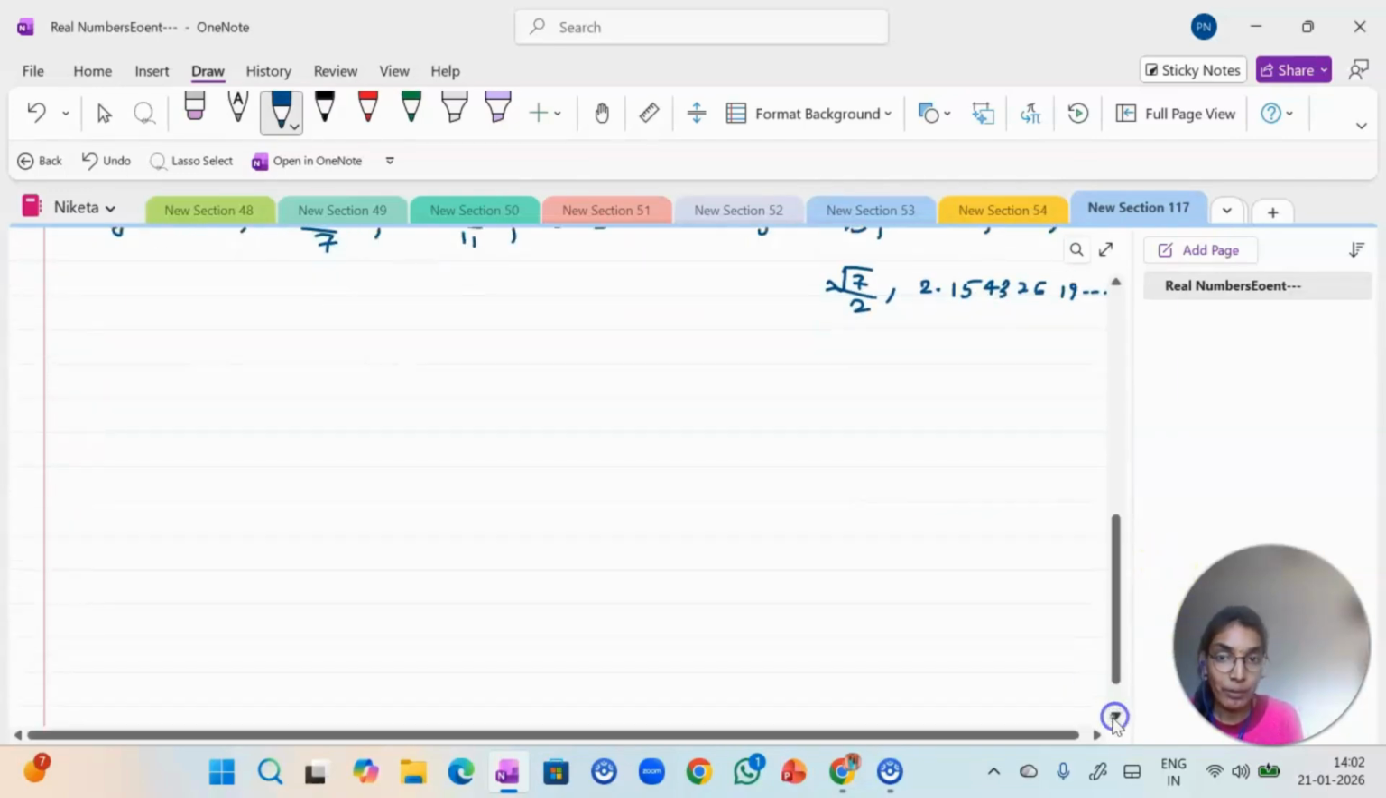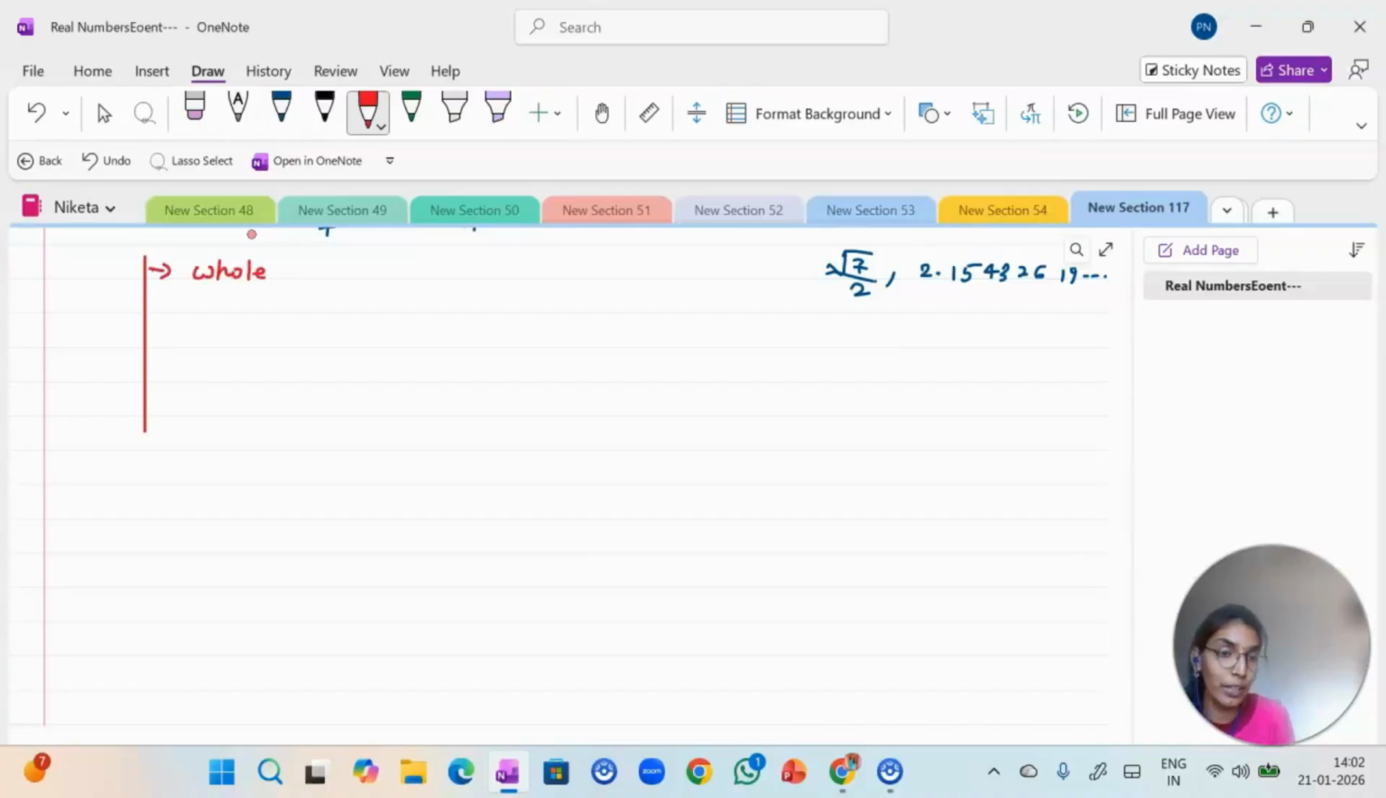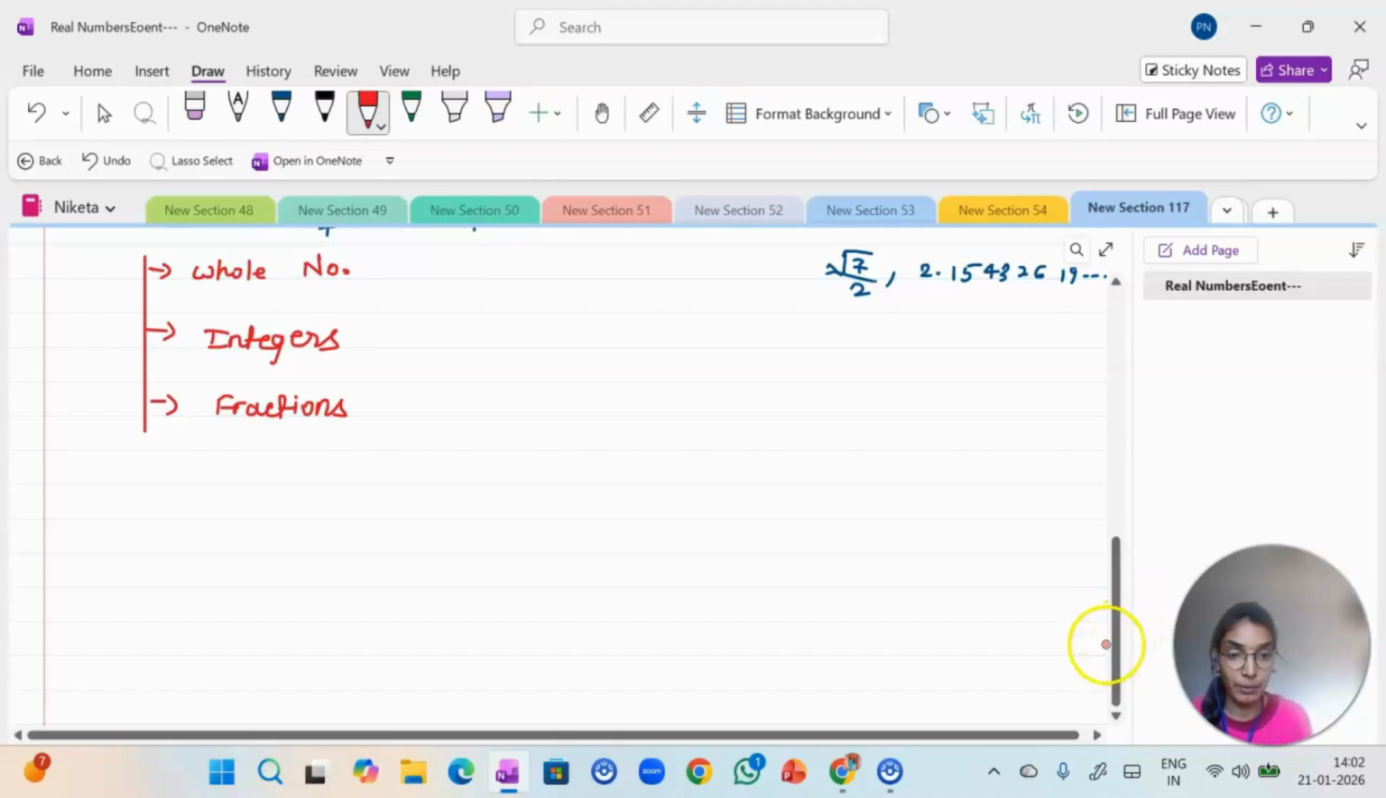Now if we talk about subsets of rational numbers, there are 3 to 4 subsets. The first one is whole numbers, and you know that all natural numbers are whole numbers, so natural numbers will also come in this category. Then you can write integers, you can write fractions. So these are all examples of rational numbers.